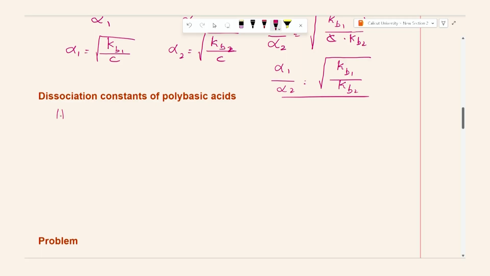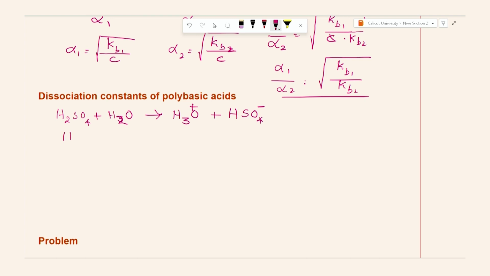Next is dissociation constants for polybasic acid. Polybasic acid means they have more than one hydrogen ion to be replaced. First, I will take a simple one, which is sulfuric acid. Sulfuric acid in water dissociates to give H3O plus, that is, one of the protons is lost, and the remaining will be HSO4 minus.